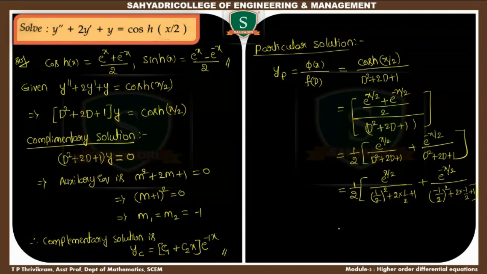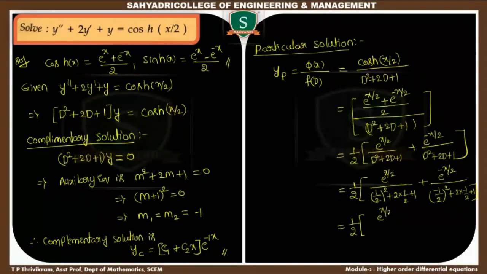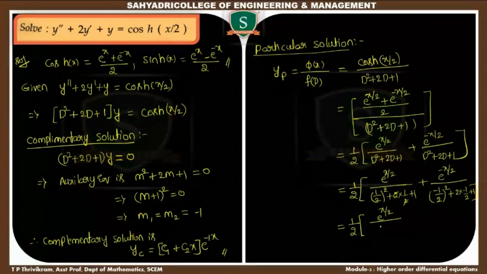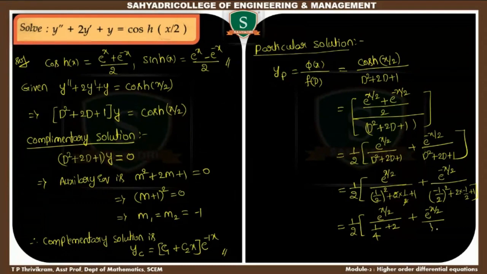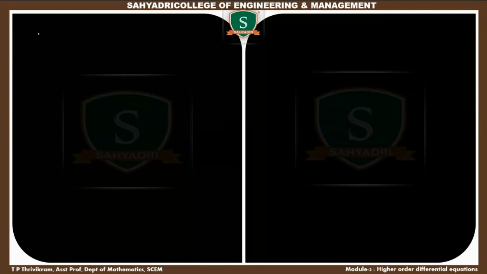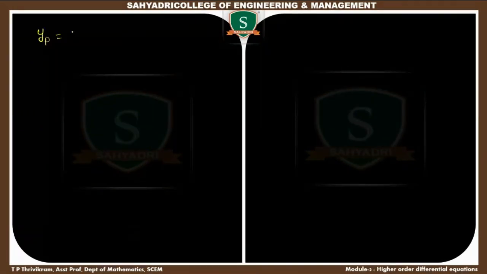So this one equals 1 by 2 into e power x by 2, what is this one? If you cancel it, 1 by 4, we will get 1 plus 1 will get 2, plus e power minus x by 2 divided by 1 by 4. So 2 gets cancelled, minus 1 plus 1 also gets cancelled. So finally, yp is equal to 1 by 2.